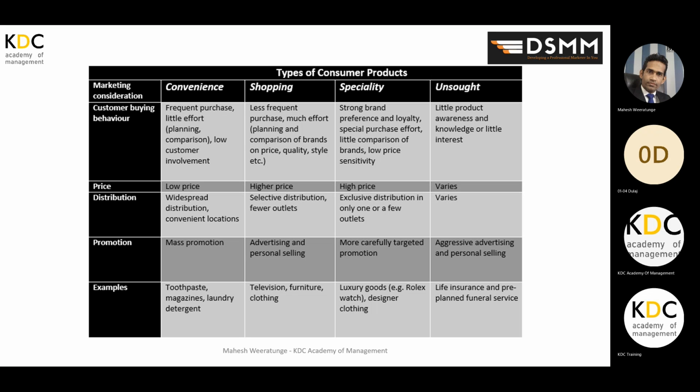So customer buying behavior, we were talking about this. Customer buying behavior of a consumer good is very frequent. Purchase little with little effort. I mean, no major planning and comparisons, right? Customer involvement is very less. And these products we see at a low price. I might say low price does not mean cheap, but the right affordable price. That is why they just go and buy.